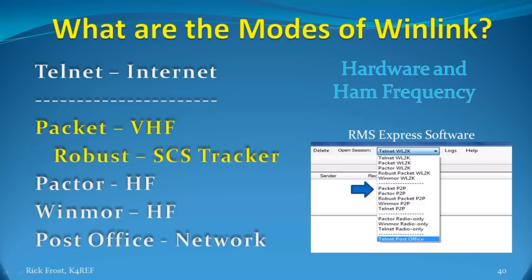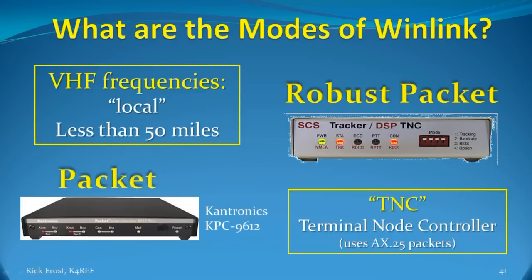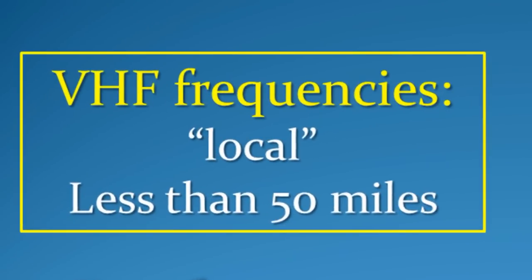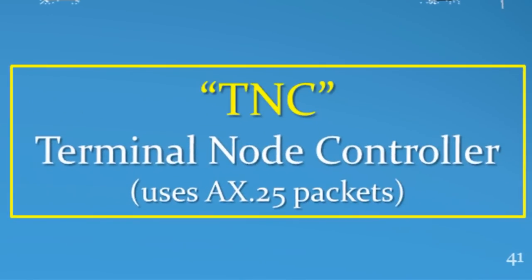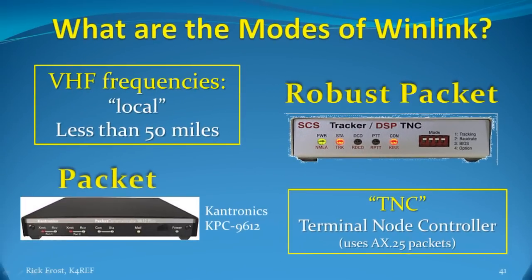The next mode we want to look at is packet and robust packet on VHF. Packet and robust packet both use VHF frequencies, which are basically short distance frequencies, normally 50 miles or less. This mode uses boxes that are described as TNCs, which stands for terminal node controllers. The Kantronics KPC-9612 is a very popular example of a packet TNC.